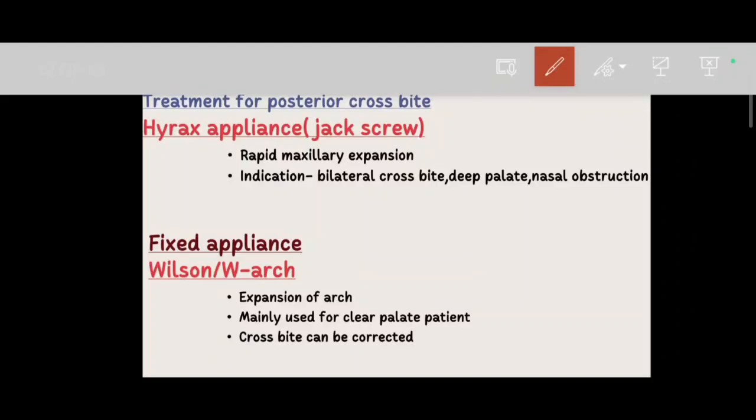The next treatment for the posterior crossbite is Hyrax appliance and the V-arch. Hyrax appliance is also known as jack screw. It is used for rapid maxillary expansion. Indications are bilateral crossbite, deep palate and nasal obstruction. It is a fixed appliance. Now another one is Wilson and the V-arch. It is used for expansion of the arch, mainly used for the cleft palate patient, so crossbite can be corrected. Which appliance is used for rapid maxillary expansion? The answer is Hyrax appliance.